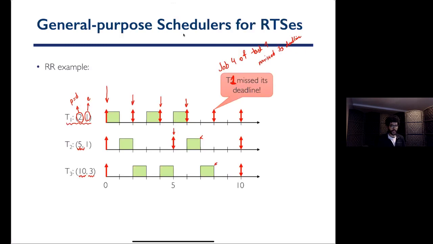Okay, so this is an example to show you that round robin, or any other general purpose scheduling mechanism, is not going to work because they just ignore deadlines, right? Round robin doesn't care about deadlines. It just cares about the order of tasks in the queue. And it's going to miss the deadline, as you just saw in this example.